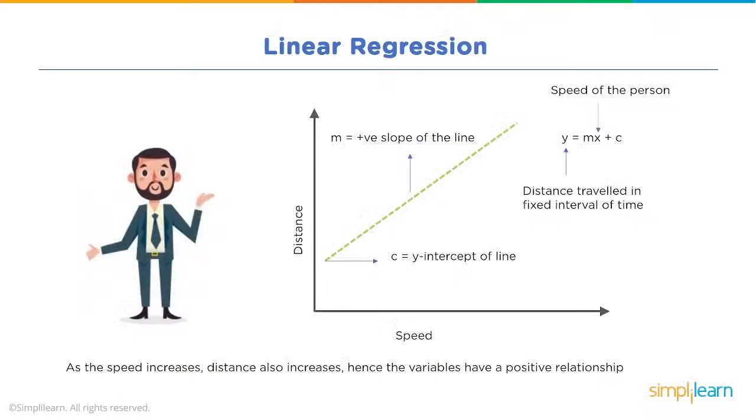One of the key definitions on here is positive relationship. So the slope of the line is positive. As distance increases, so does speed increase.